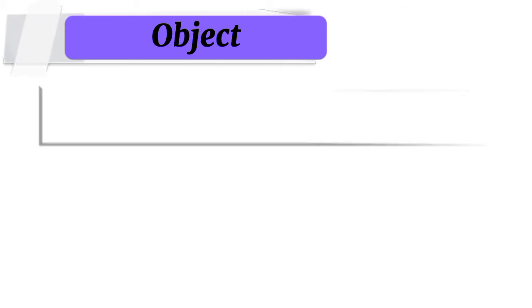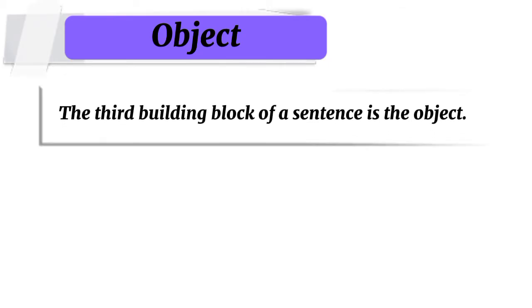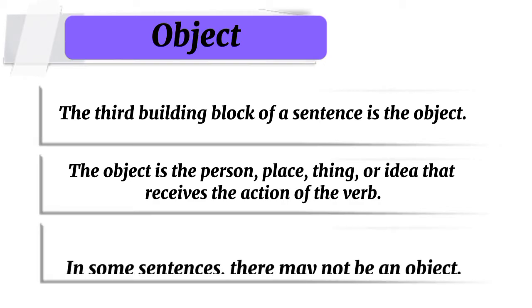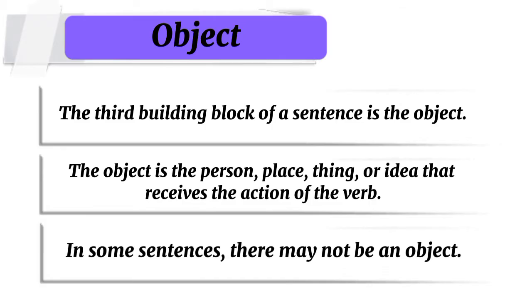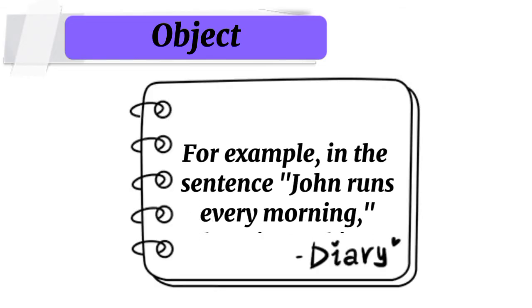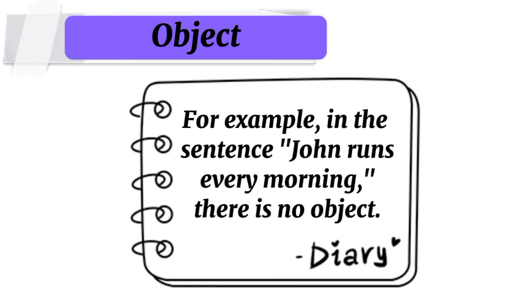Object. The third building block of a sentence is the object. The object is the person, place, thing, or idea that receives the action of the verb. In some sentences, there may not be an object. For example, in the sentence "John runs every morning," there is no object.